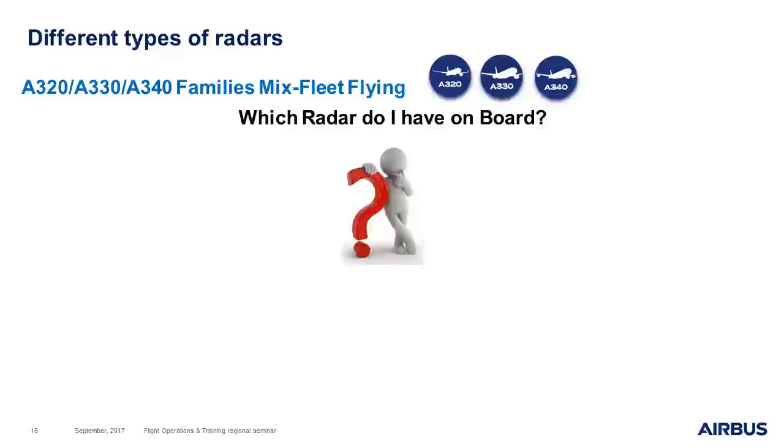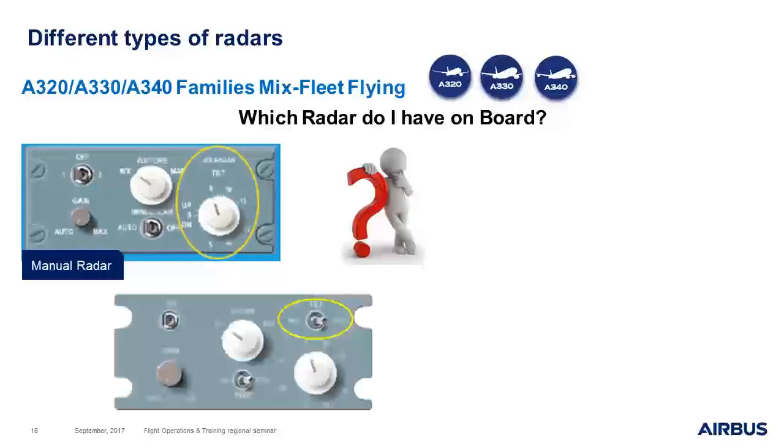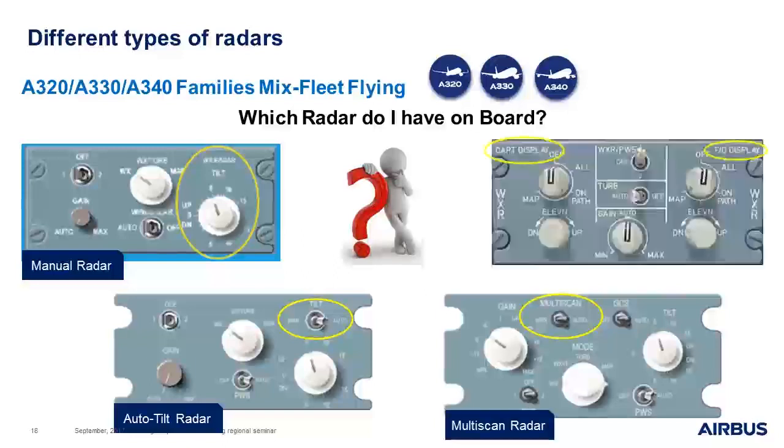How can the flight crew know which radar is on board the aircraft? Well, everything relies on the panels. If there is a tilt rotary knob, it is a manual radar. If the tilt has a man and auto function, it is an auto tilt radar. If you see multiscan written on the top of the panel, of course it is multiscan. Eventually, if you got the possibility to display differently a captain and a first officer side, it is a RDR 4000.